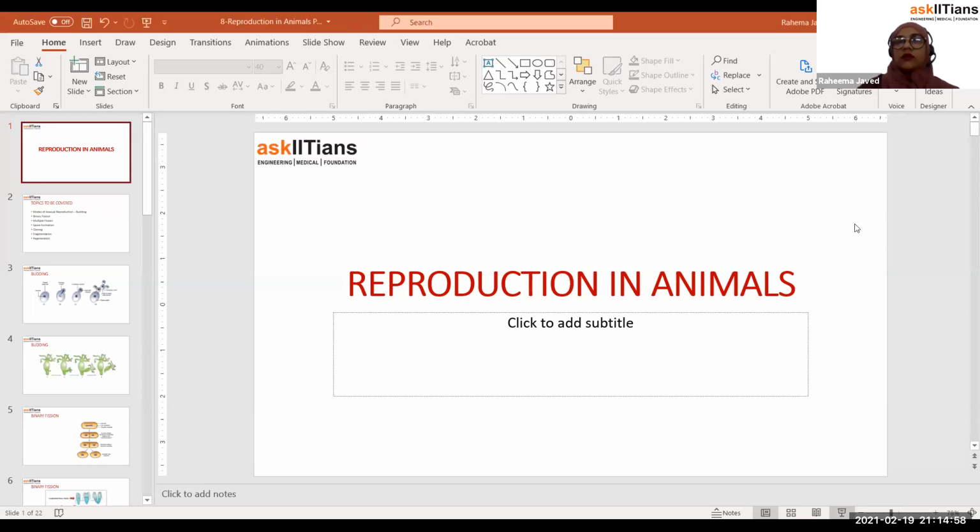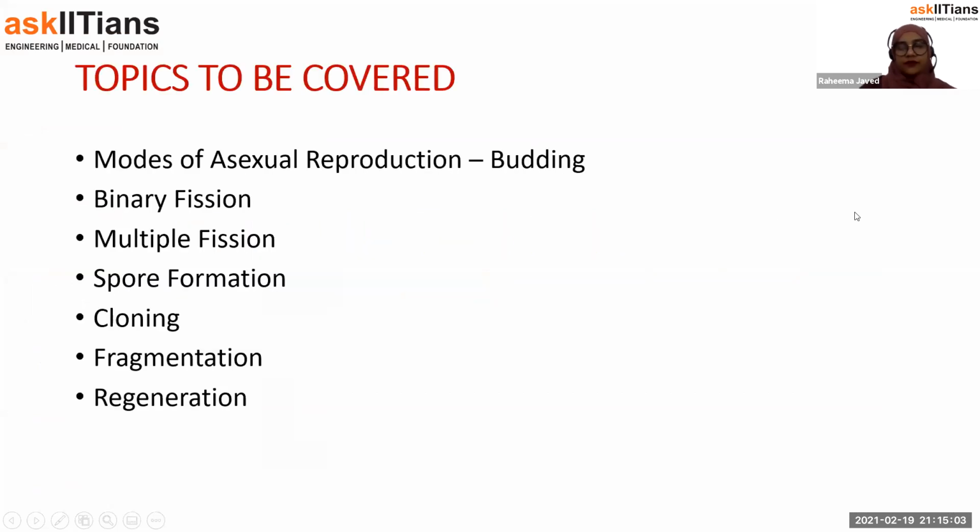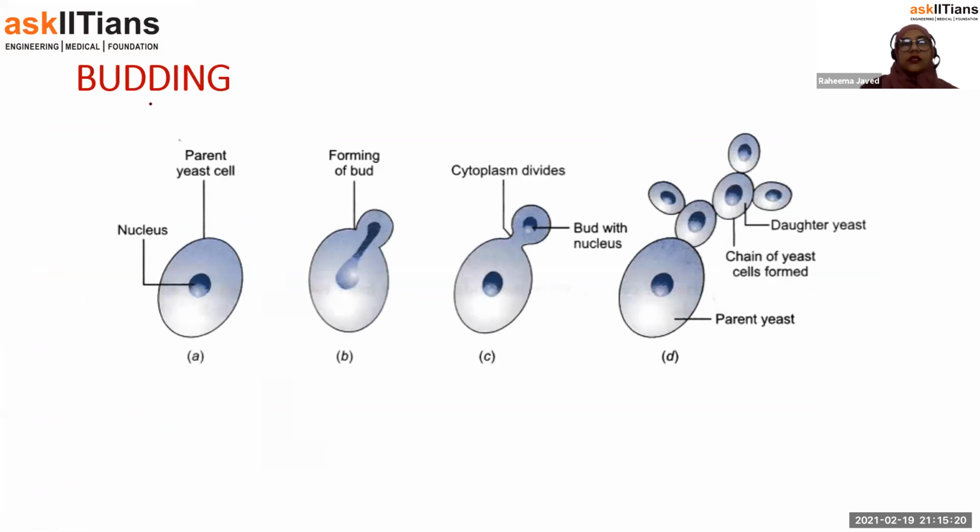So the topics that we are going to discuss include budding, binary fission, multiple fission, spore formation, cloning, fragmentation, and lastly, we are going to finish with regeneration. Okay. So the first process is budding.